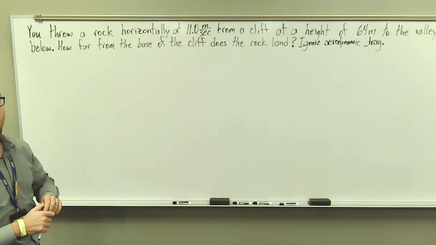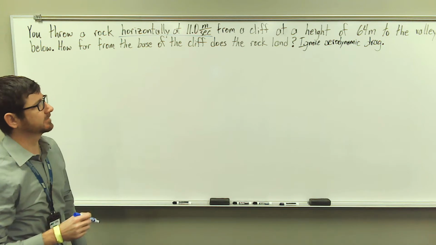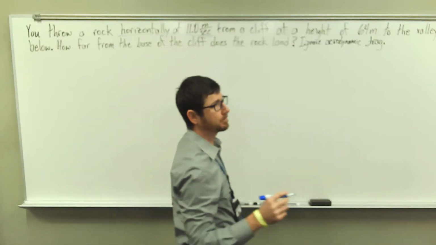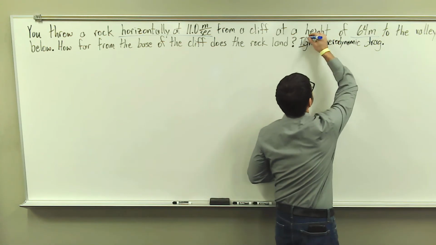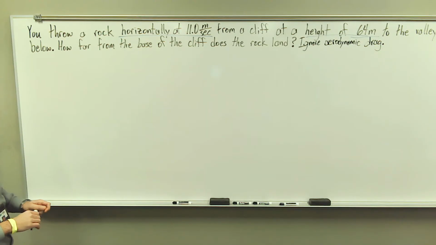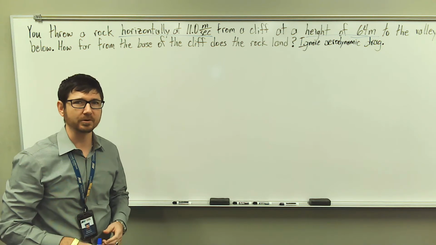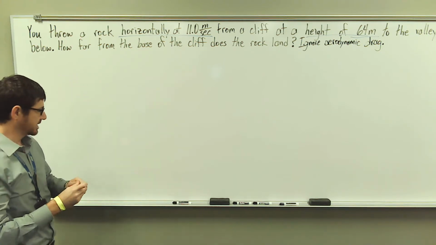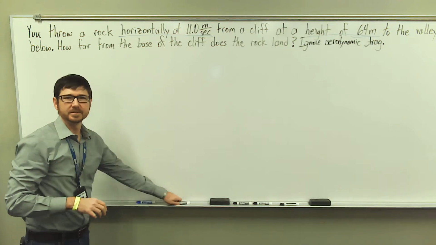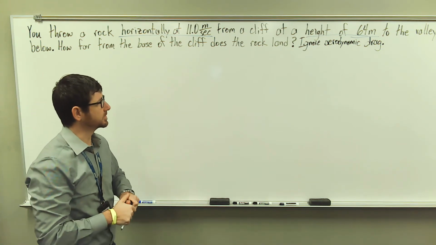You throw a rock horizontally at 11 meters per second from a cliff at a height of 64 meters to the valley below. How far from the base of the cliff does the rock land? And we are going to ignore aerodynamic drag. So let's start to gather some knowns and unknowns, and then we're going to draw a picture.